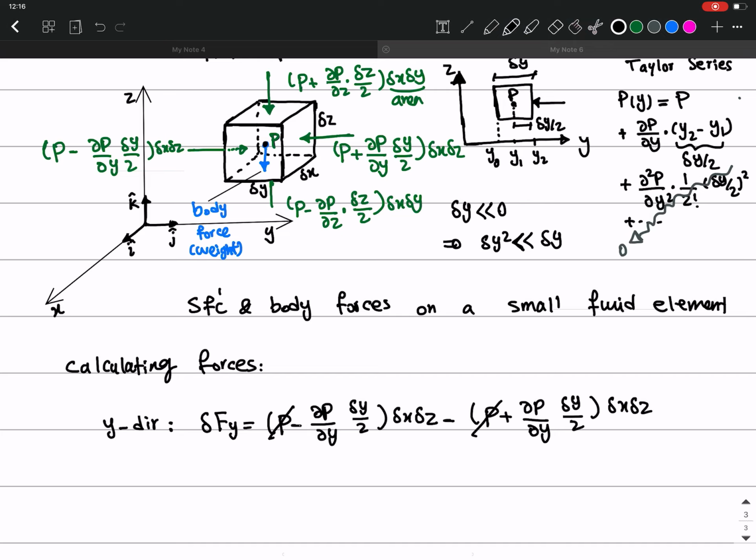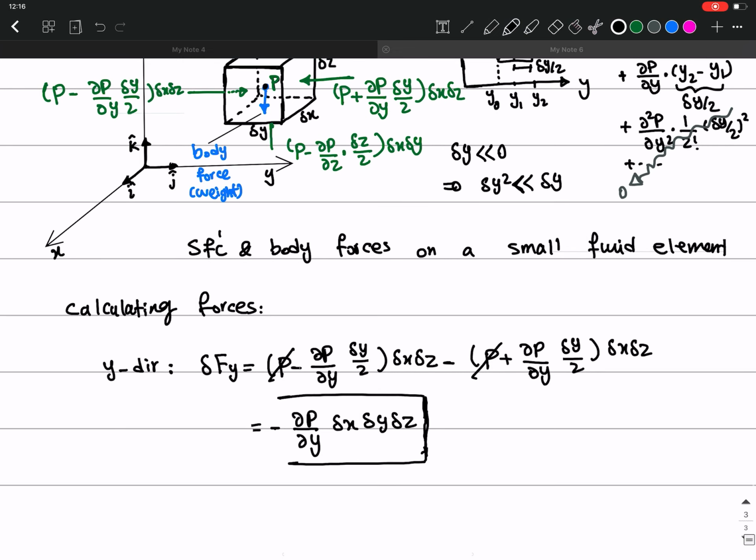Okay, so these two terms are going to cancel out. They are the same, P delta X delta Z. So I'm just going to be left with this term, and these two I'm going to add together. So I'm going to have minus partial P over partial Y, and then delta Y half plus delta Y half is going to be delta Y. So I'm going to have just delta Y, and to write it in order, I'm just going to write delta X delta Y delta Z. Okay, so this is in the Y direction.